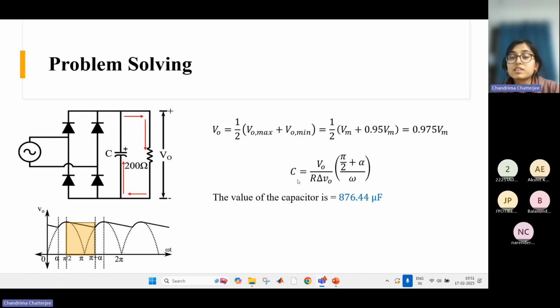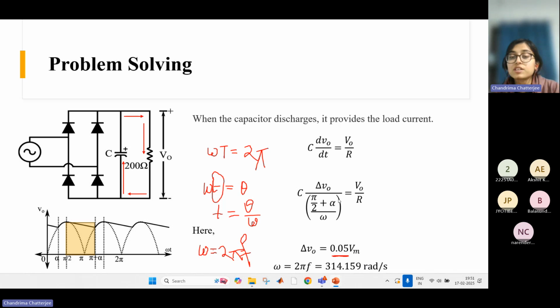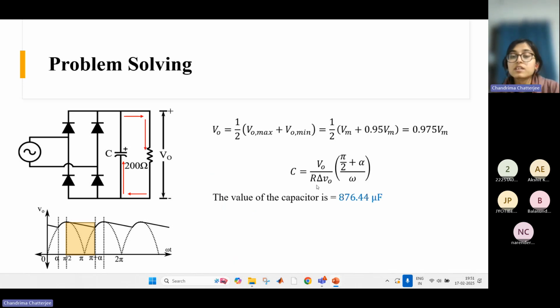So we have all the data for C. From this very equation, we can get the value of C. So we will transfer all these parameters to the right hand side, and we can get the value of C as 876 microfarad. This is the required capacitor value to restrict the ripple within 5% of peak input voltage. Fine.